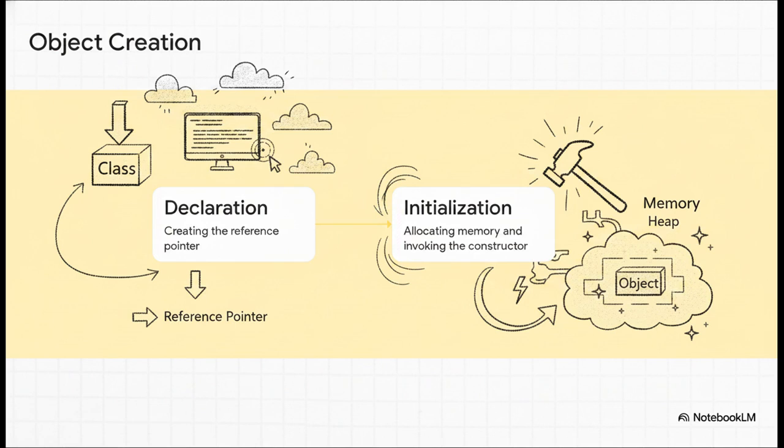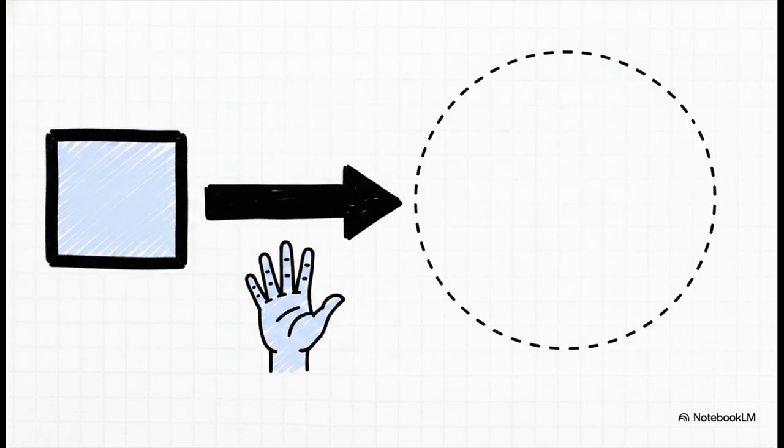Step 1 is declaration, where we create that reference pointer we just talked about. And step 2 is initialization, where we actually allocate the memory and invoke the constructor to bring the object to life. So here is step 1 in action, dog Tuffy. I know, it looks incredibly simple, right?